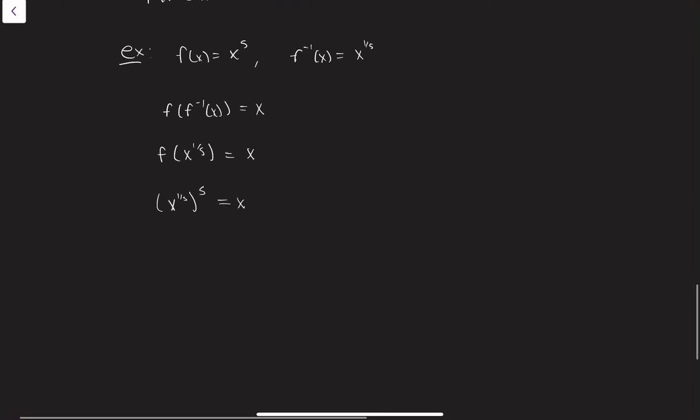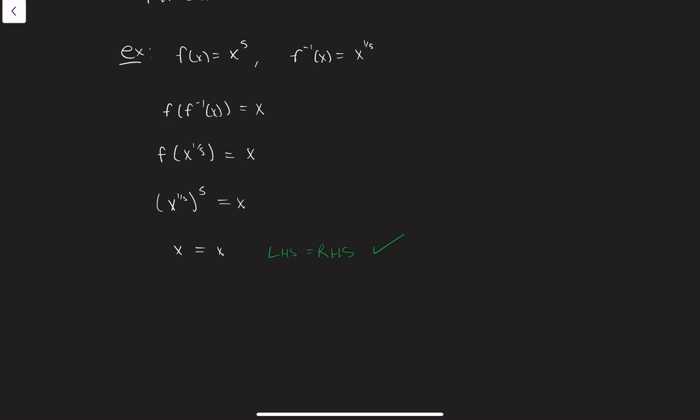So we go f of f inverse of x, where the inverse of x is x to the 1/5, and we know that f is x to the 5. So we go x to the 1/5 all raised to 5, and that needs to equal x. By rules of exponents, we know that this is equal to x, and this is equal to x. Left-hand side is equal to right-hand side. So this is true.